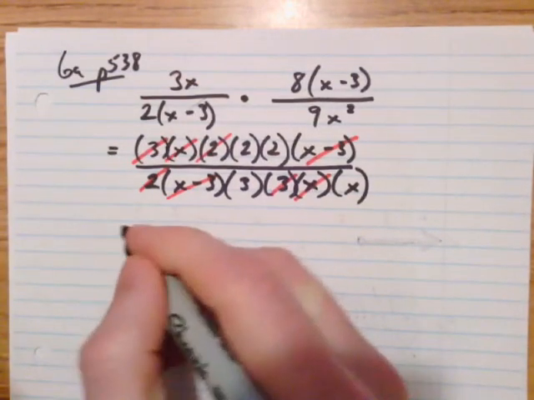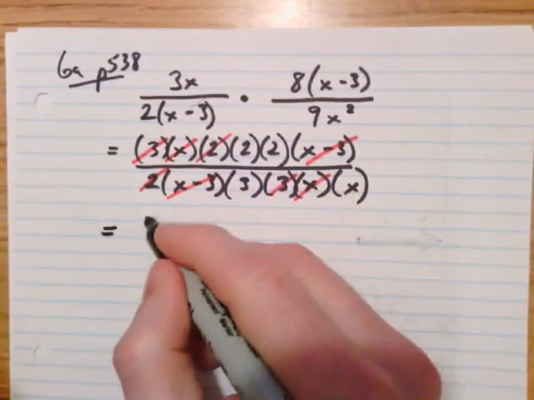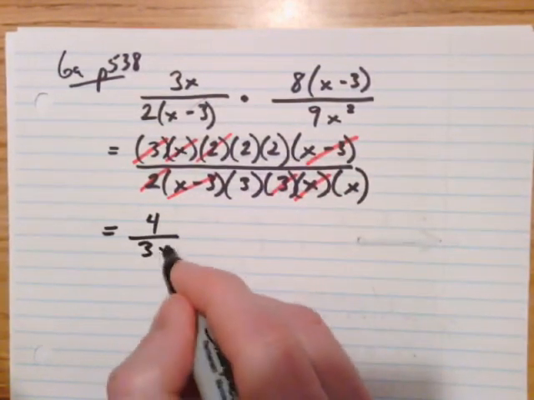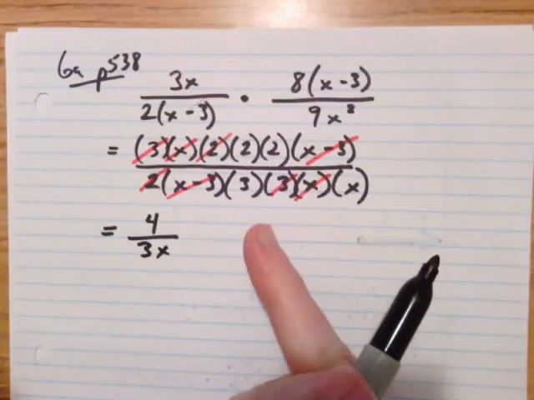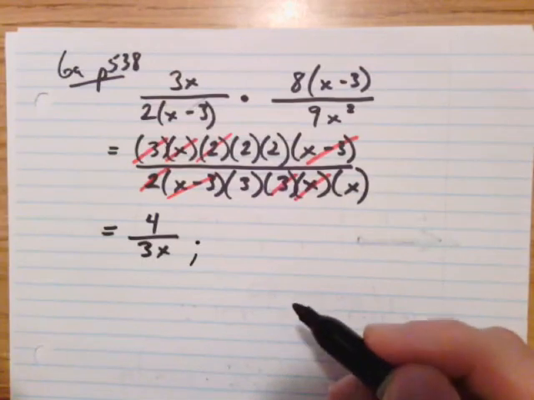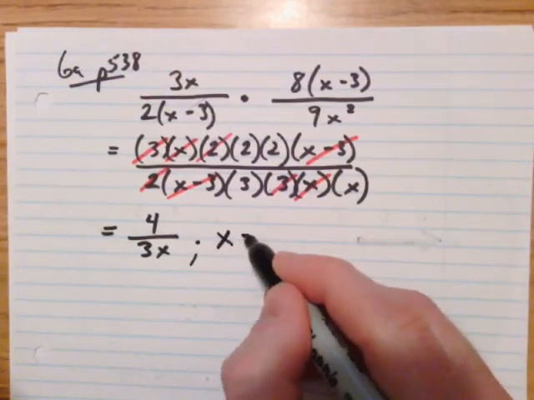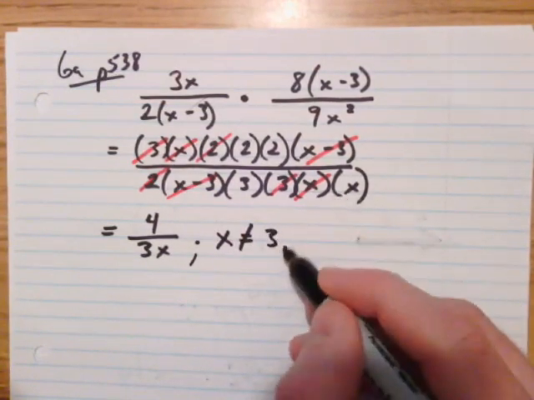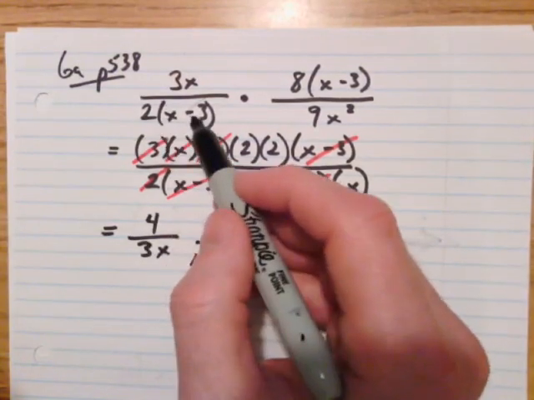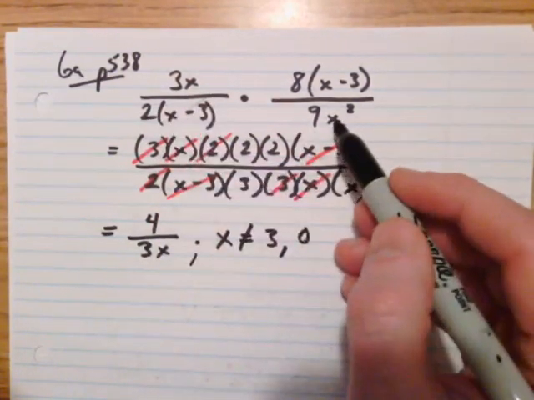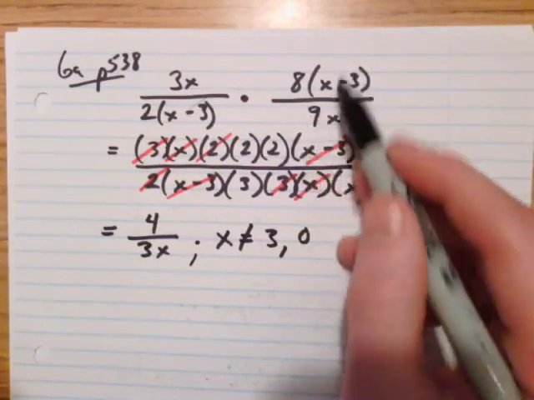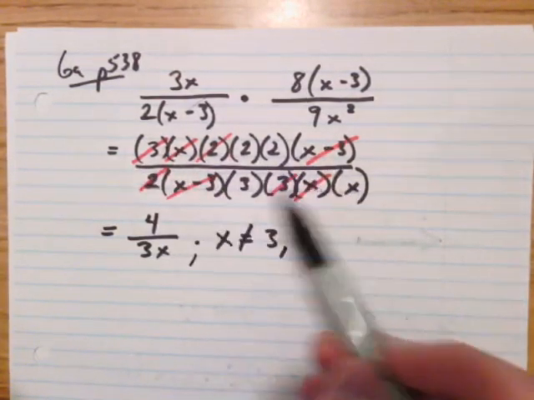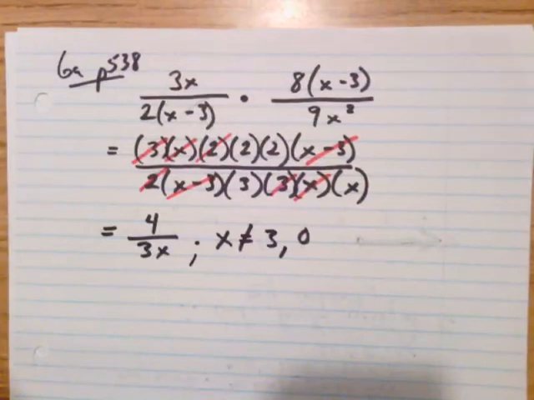So we've crossed all that stuff out. 2 times 2 is 4. There's nothing else left, right? And then 3 times x. That's your final answer. But is it your final answer? What's missing? I can't hear you. The non-permissibles. x can't equal 3 or 0. Because if it's 3, 3 minus 3 is 0, 2 times 0 is 0. That sucks. If it's 0, 0 times 9 is 0. Undefined. x cannot equal 3 or 0. That's your final answer, with as many steps as is humanly possible, I think, anyway.